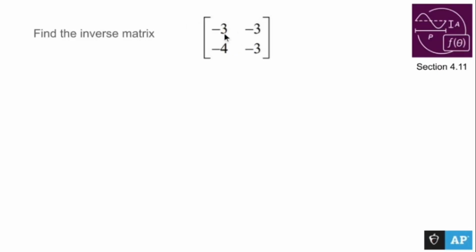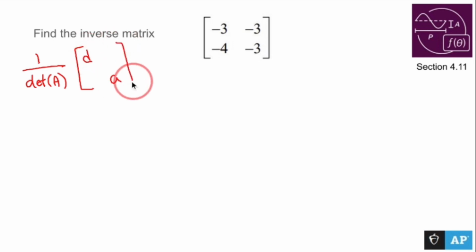Find the inverse matrix of negative 3, negative 3, negative 4, negative 3. So the inverse matrix is found by taking 1 over, and let's just call this A, 1 over the determinant of A times the matrix found by taking A and D and swapping them. So your bottom right and your top left swap. Your top right take the opposite of, and your bottom left take the opposite of that.